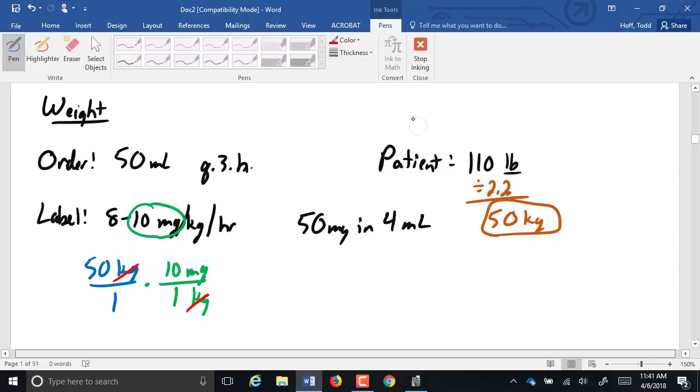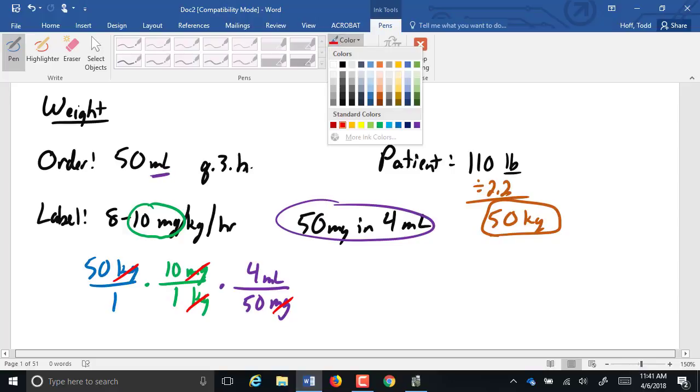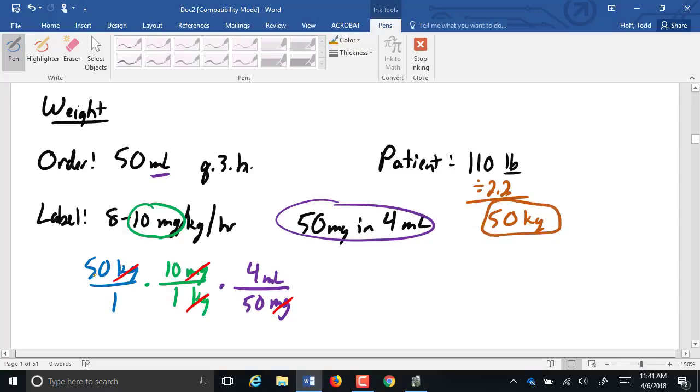Now we need to get rid of the milligrams because we have to get to the units on our doctor's orders of milliliters. So we'll use this equivalency. Milligrams on bottom, 50 milligrams in 4 milliliters. And now we are in a unit of milliliters, so let's go ahead and multiply these out. 50 times 10 is 500, times 4 milliliters is 2,000 milliliters. 1 times 50 is 50. We divide that out, and we get 40 milliliters.